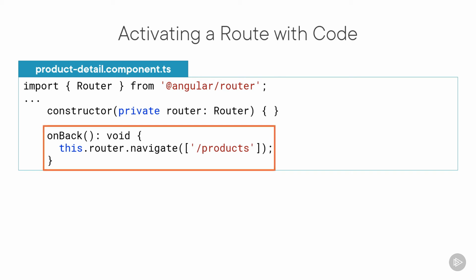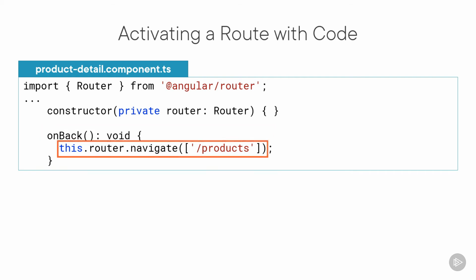Here we define a method that we can call from the template based on a user action. The code uses the navigate method of the router service and passes in the same link parameter array we use when binding the routerLink. In this example, we route to the products route and don't pass any arguments. Let's give this a try.